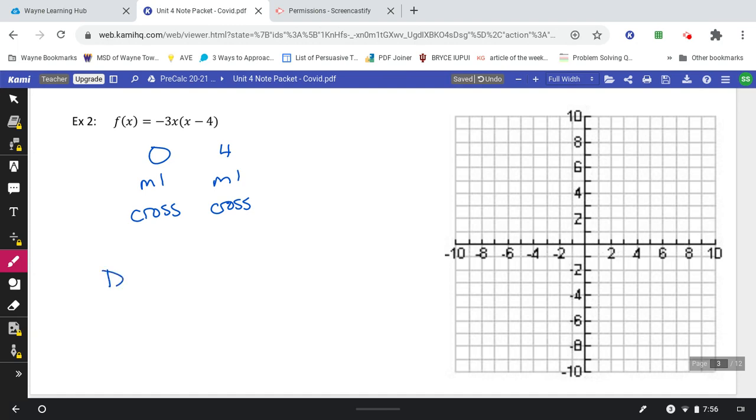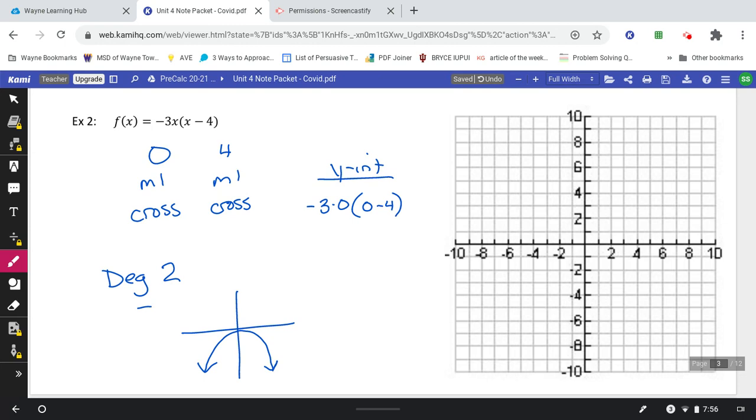Step 2, I'm going to decide my degree. This looks like it's just a degree 2. And it's a negative because I have this negative in front of that 3x. A degree 2 negative will look like a parabola that's been flipped upside down. Step 3, find my y-intercept by plugging in a 0. Negative 3 times 0, 0 minus 4. And again, I get another answer of 0.